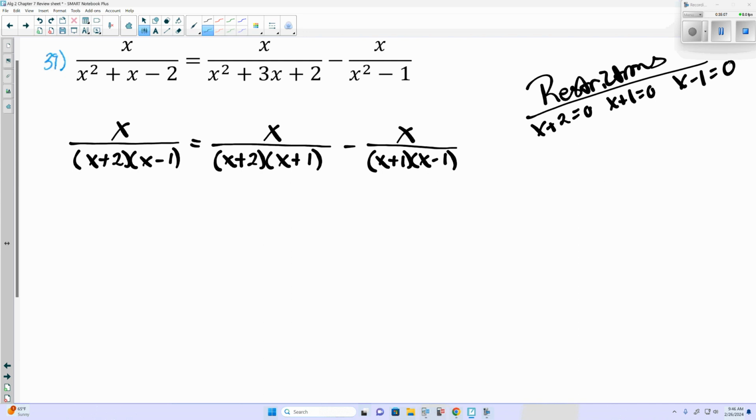So our restrictions are from x plus 2, x minus 1, x plus 1. All we need to do is solve these here. So x cannot be negative 2. x cannot be negative 1. And x cannot be 1. Because if we get any of these three here, the denominator would be 0.